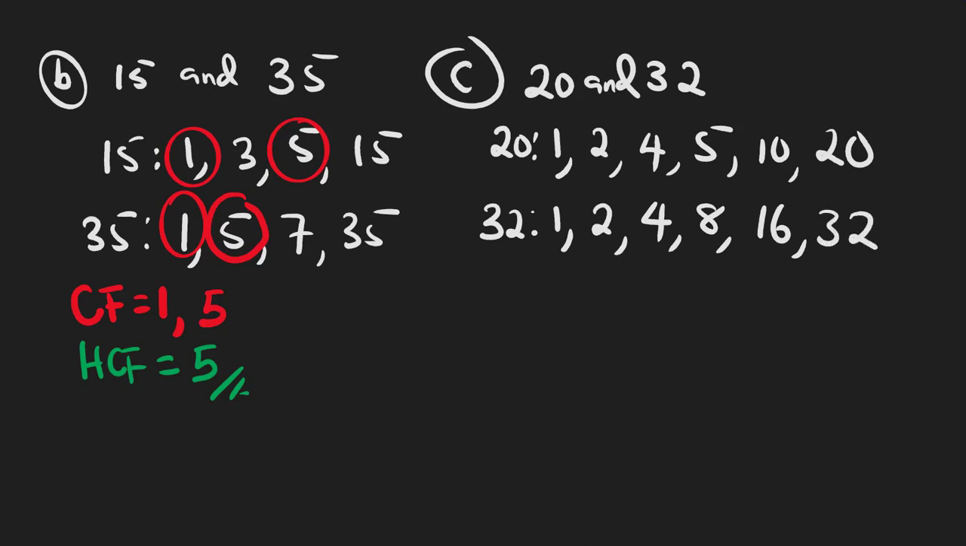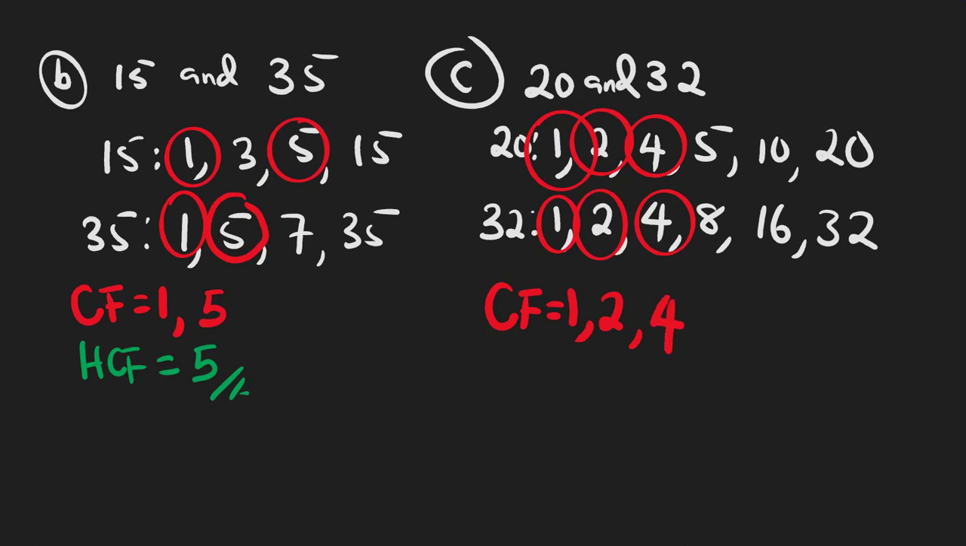So what are the common factors here? We have 1, 1. 1 is common. We have 2. 2 is common. We have 4. 4 is common. Do we have anything in common? Of course, no. So therefore, these are the common factors. Then what is the highest common factor here? It will be 4, right? So 4 is the highest among the common factors. Very, very simple.